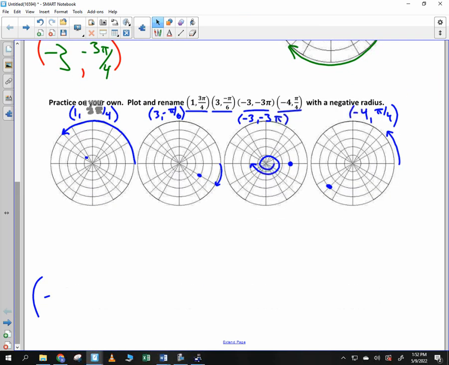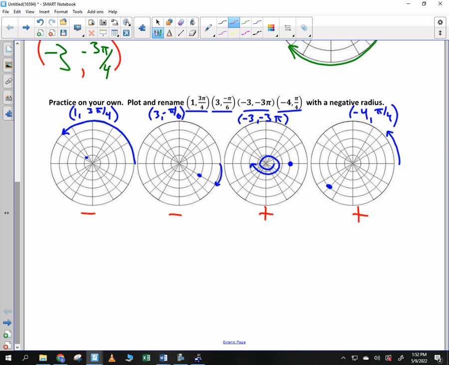So what I would like you guys to do is I'll do 2 of these with you, and then I'd like you to do 2 on your own. I'd like you to rename this with a negative radius, and then positive radius, positive radius. I'll do number 1 and 3 with you. You'll do 2 and 4 on your own. Okay.